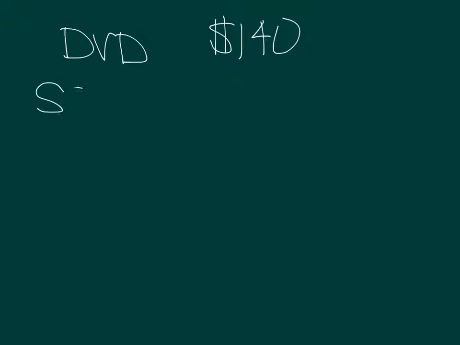So let's take a look at an example. If we say that we have a DVD player that costs $140, and the sales tax in that particular area is 5.75%, what we have to do is figure out how much you are paying in sales tax. So to do that, you have to find what is 5.75% of 140. And you can do that in two ways.